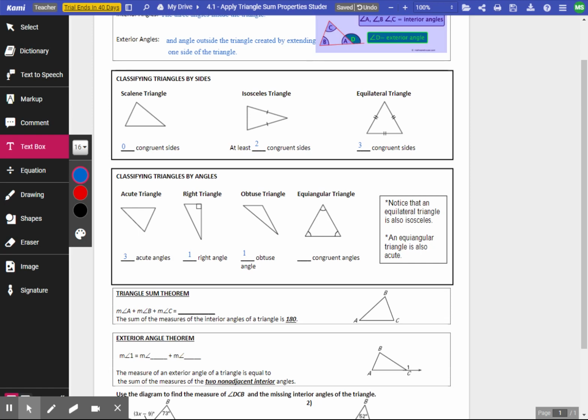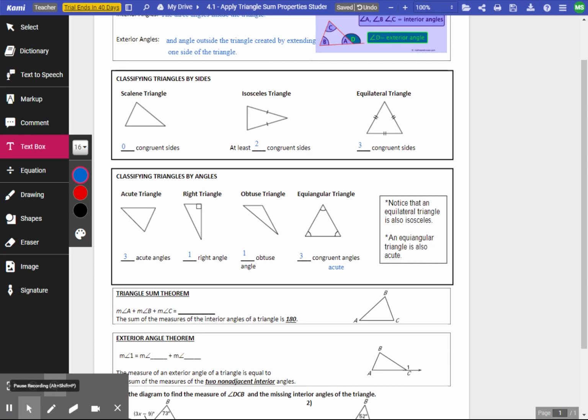And an equiangular triangle has 3 congruent and acute angles. And we haven't talked about it yet, but we actually know exactly how big each one of those angles is going to be. So that will come up maybe after we do the triangle sum theorem.